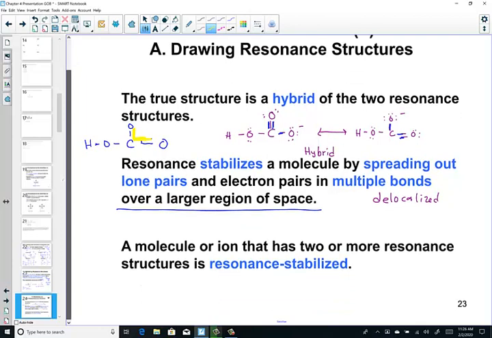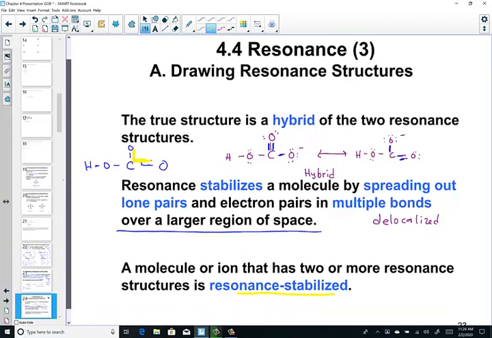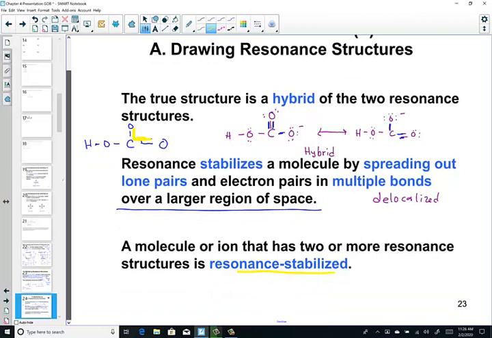This actually is a very stabilized occurrence. The molecule gains a great bit of stability by being able to delocalize its electron pairs. So neither structure is actually true, but more of a hybrid of both structures. Think about blending two structures.